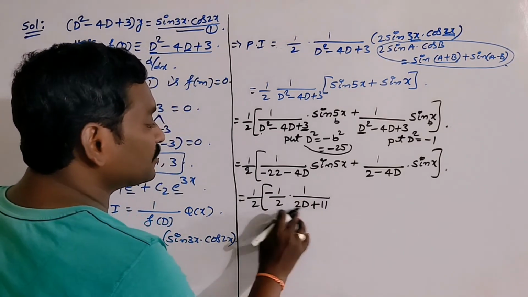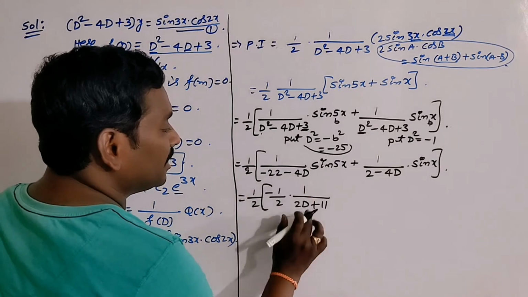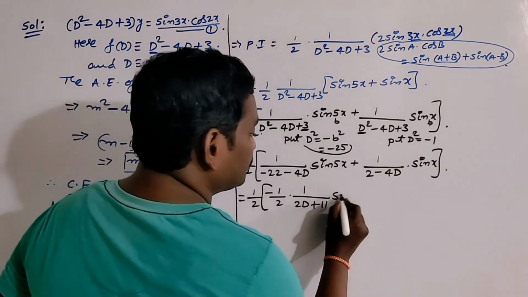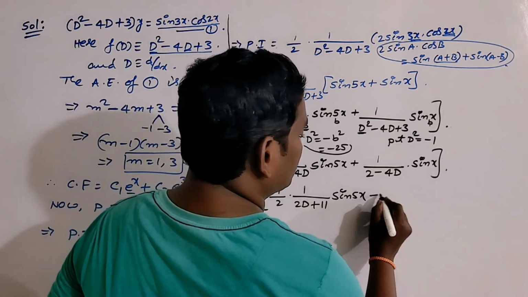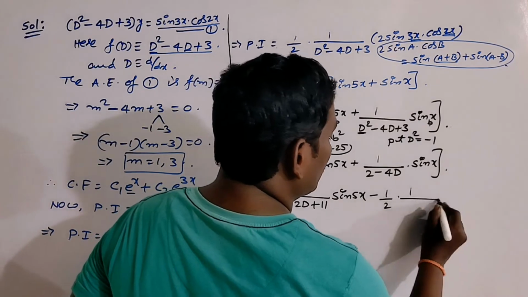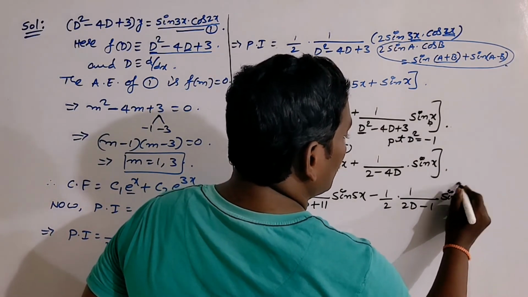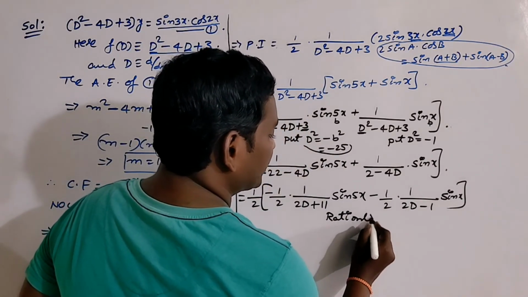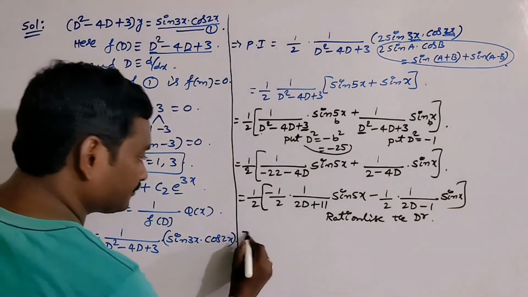If you have any doubts, you can multiply this 2d plus 11 with 2. 2 2s are 4d and 2 11s are 22. Okay, minus is there. Into sin 5x. Here also minus 2 is the common term. Minus 1 by 2 into 1 by 2d minus 1 into sin x. Now rationalize the denominators in both cases.